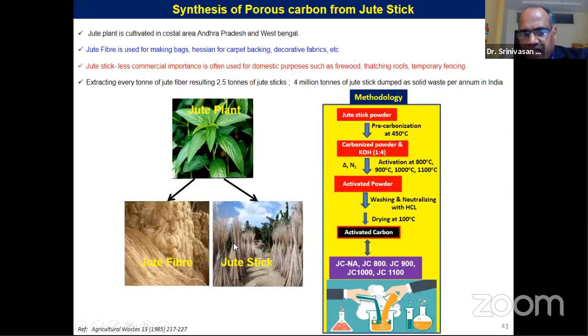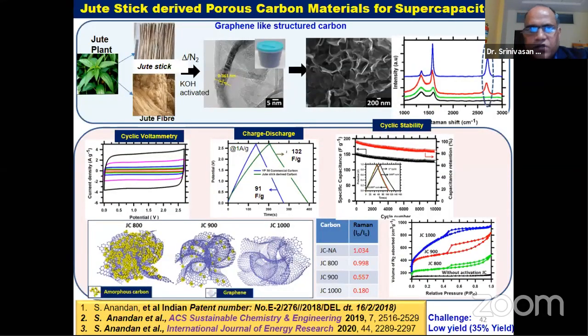So we have taken this jute stick as a carbon source because of the availability. For every ton of jute fiber extracted, you end up with 2.5 tons of jute stick, and per annum 4 million tons of jute stick is dumped as solid waste. That is the reason we have taken jute stick as a carbon source.